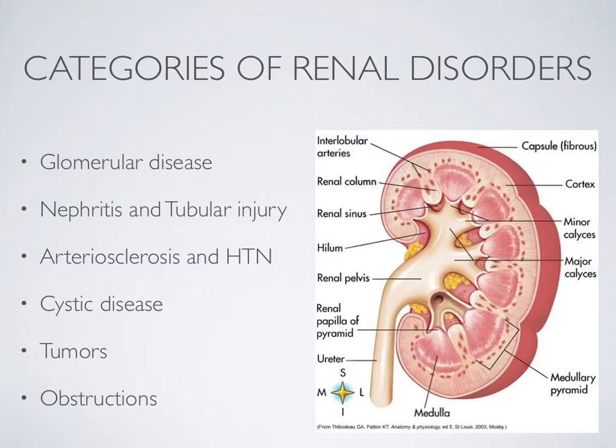There are tumors of the kidney, and then, of course, you can have obstructions. Usually these are in the ureters, which decrease flow out of the kidneys of the urinary filtrate, and that can back up and either lead to bacterial infections or just increased pressure within the kidneys and the inability to filter anymore.